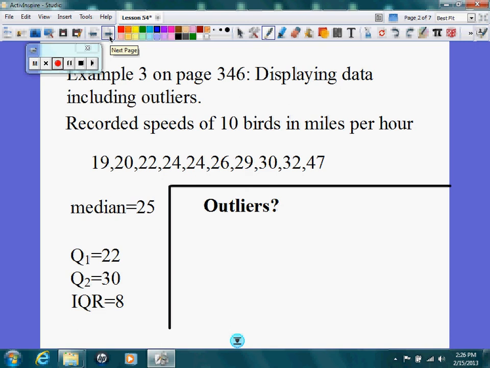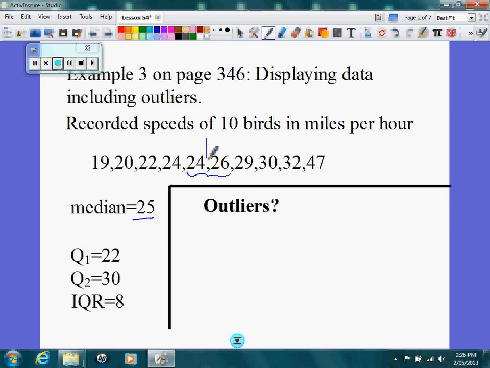Okay, so how do we determine an outlier? Example 3 on page 346 is entitled "Displaying Data Including Outliers." It recorded the speeds of 10 birds in miles per hour. So here are the speeds, and we need to find the median, the number that occurs in the center. There are 10 speeds here: 1, 2, 3, 4, 5, 6, 7, 8, 9, 10. It's an even number, so we have to find the mean of the two in the middle. 24 plus 26 divided by 2 gives us a median of 25.